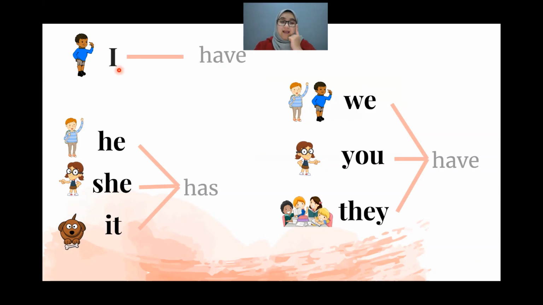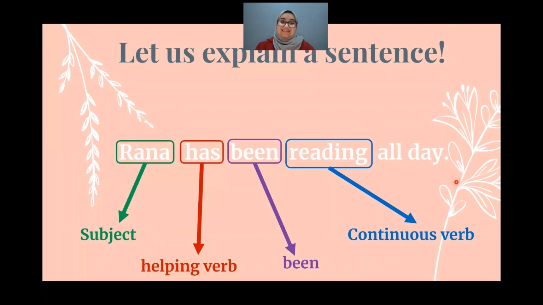The subject I, if the I pronoun is the subject, it takes have. I have a pencil. If he, she, it are our subjects, then he has a pencil, she has a pencil, it has a pencil. If we have we, you, or they, all these 3 pronouns take have. It's very simple, right? Let's see our example sentence.